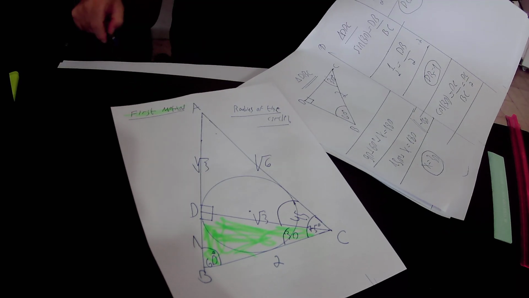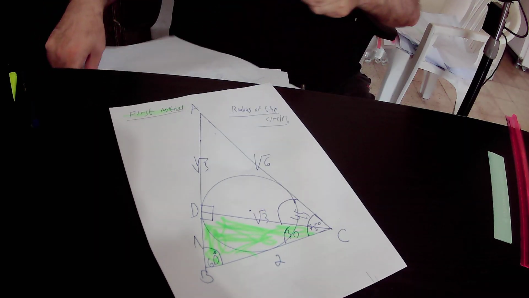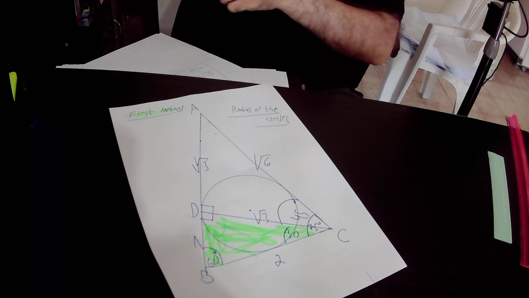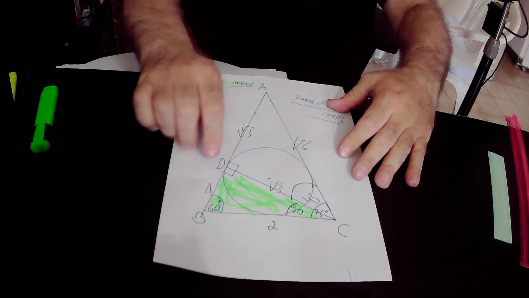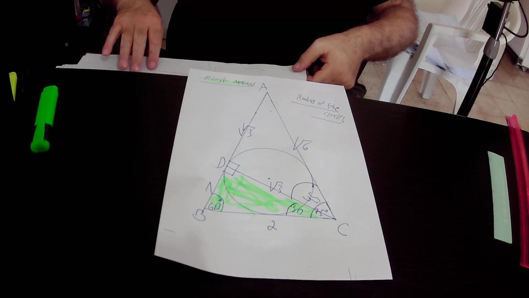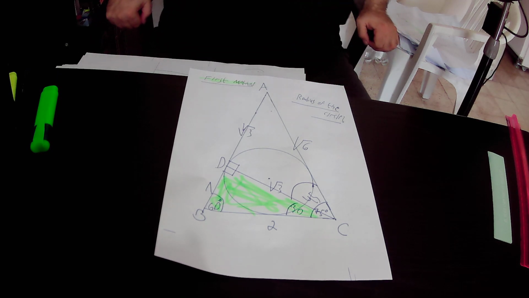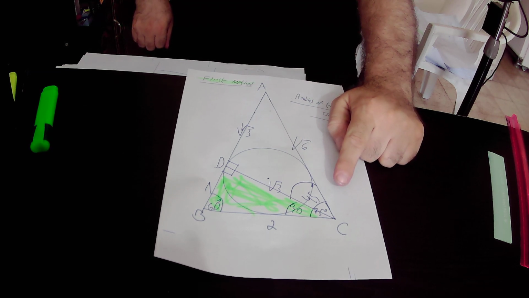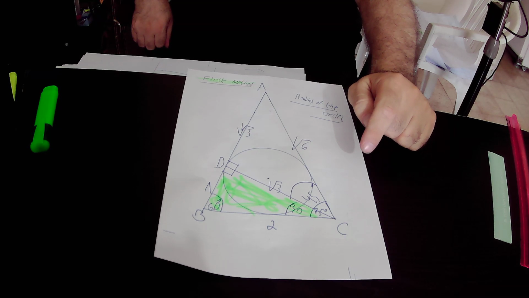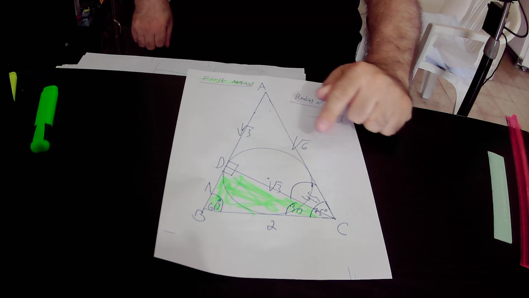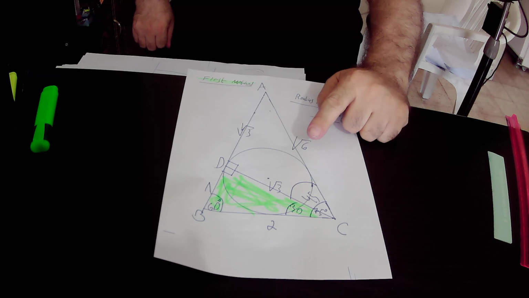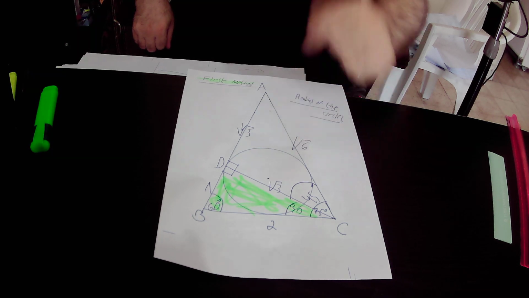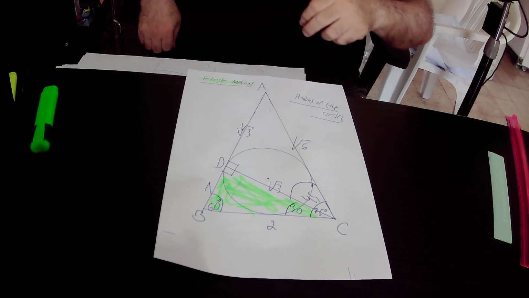In the drawing, we have triangle ABC, side BC equals 2 units, angle ABC equals 60 degrees, angle ACD equals 75 degrees, and inside triangle ABC we have a circle. The circle is inscribed in triangle ABC, and our mission is to find the radius of this circle that is inscribed in triangle ABC.